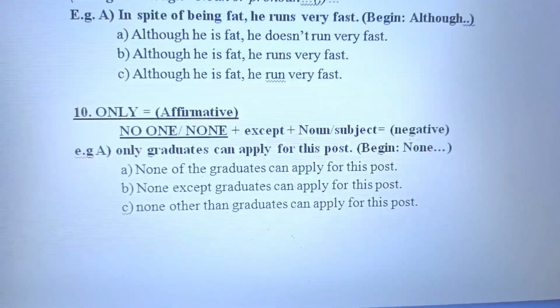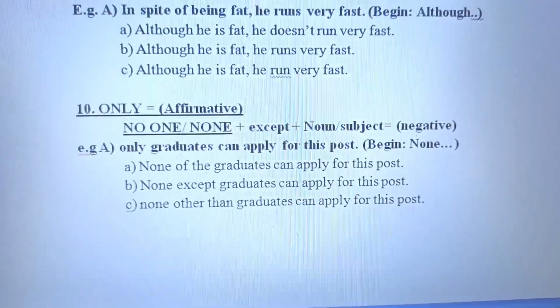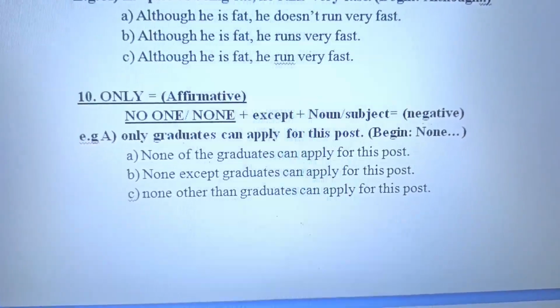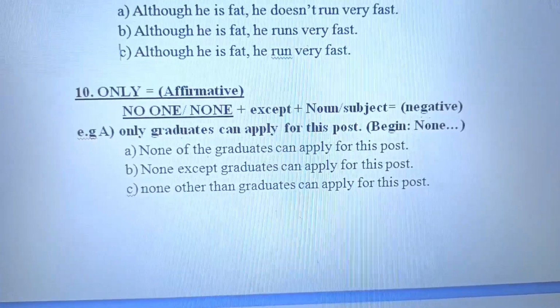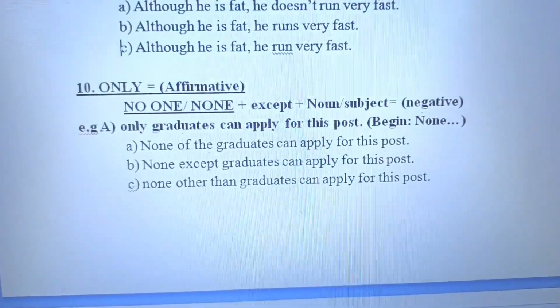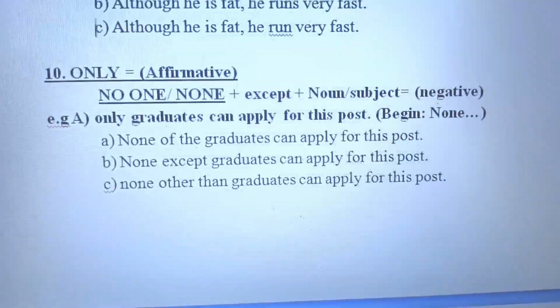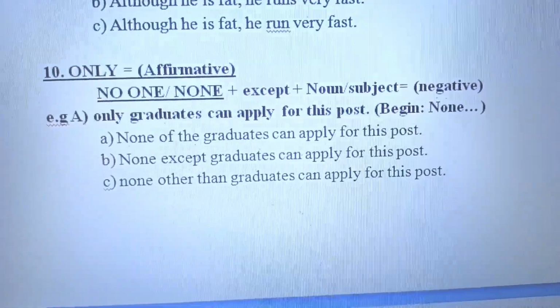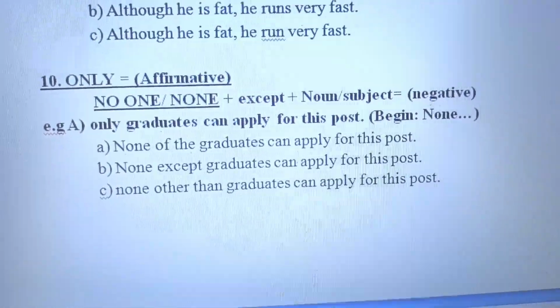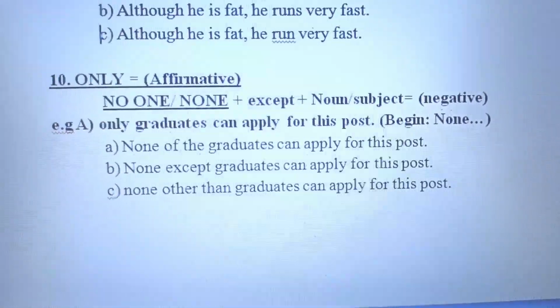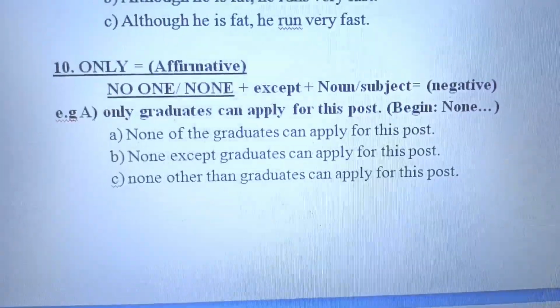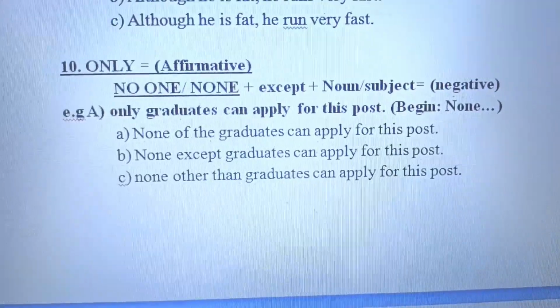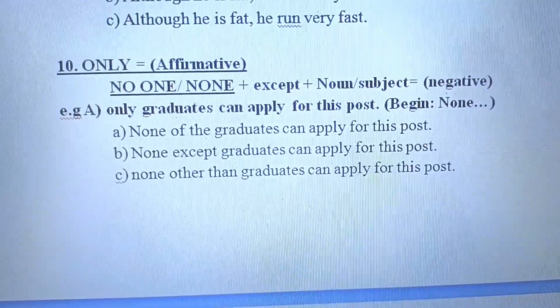Only is used as affirmative. No one or none is used as negative. So whenever we use none or no one, then it has to be followed by except, then a noun subject will be there, and only then will the sentence be correct. So let's see one example. Only graduates can apply for this post. And here you have to begin the sentence with none.